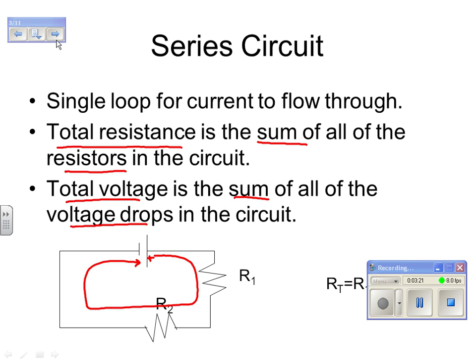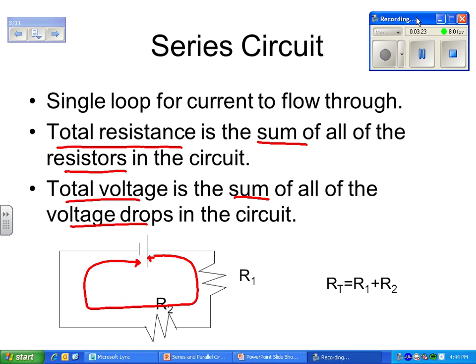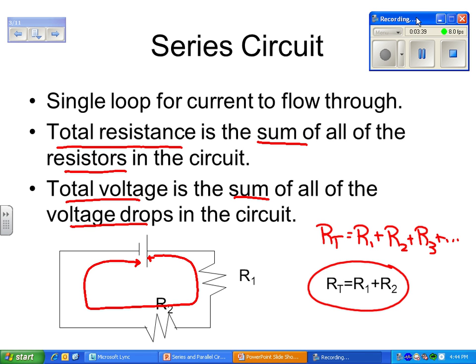And so, hiding behind this box is the equation. This is the equation for the total resistance for the circuit sitting next to it. If you have a whole bunch of resistors, you just keep adding them on. And it just keeps going. So you just add up all the resistors you have in your series circuit.